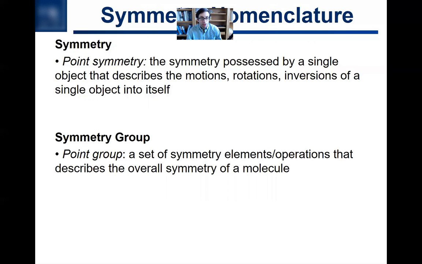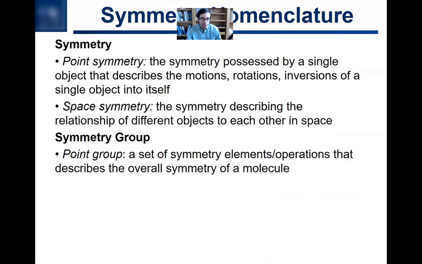So that's symmetry. There's also something called a symmetry group. And we call this a point group. And the point group is all the different symmetry elements together. So the key thing is it's a set. And for us, we're mostly going to be talking about molecules, right? So it's a set of all the symmetry elements that together give you all the symmetry information about that molecule.